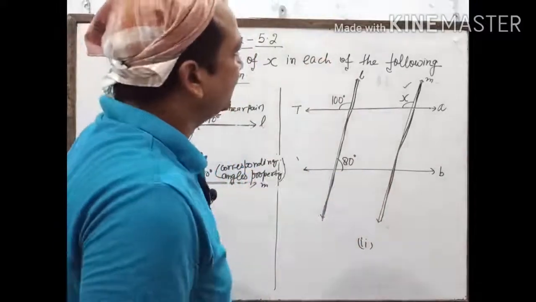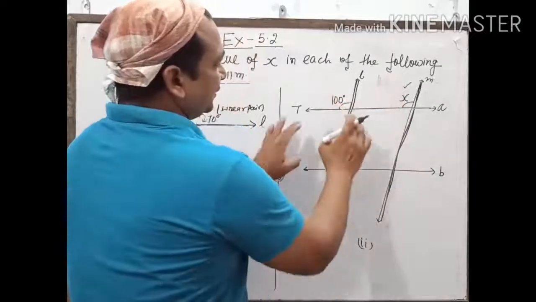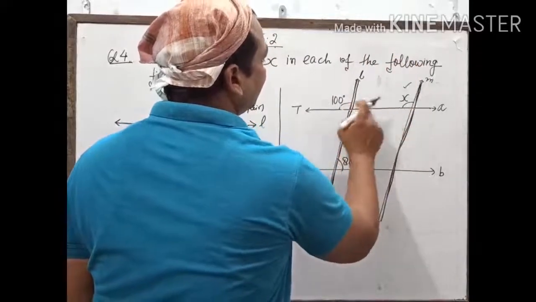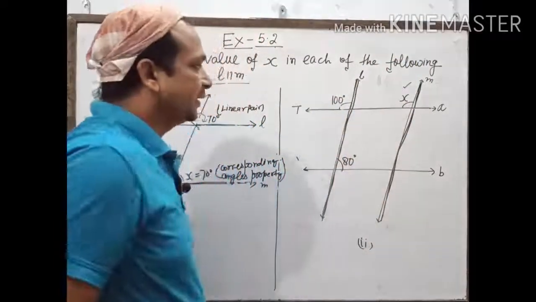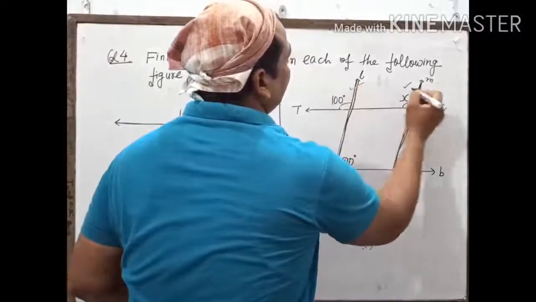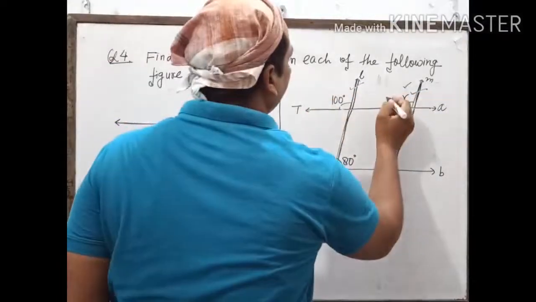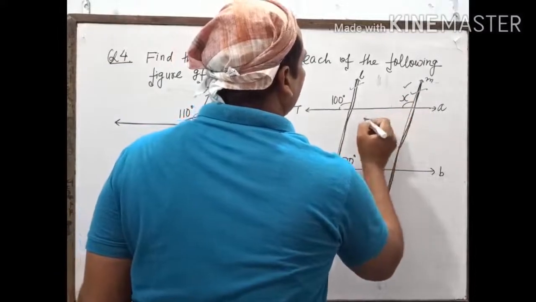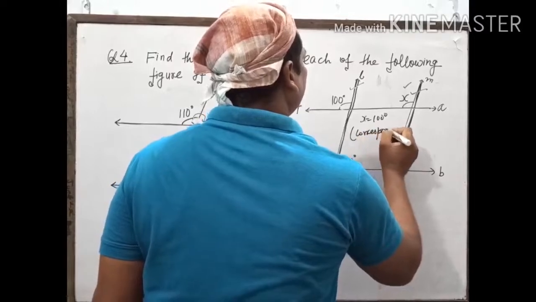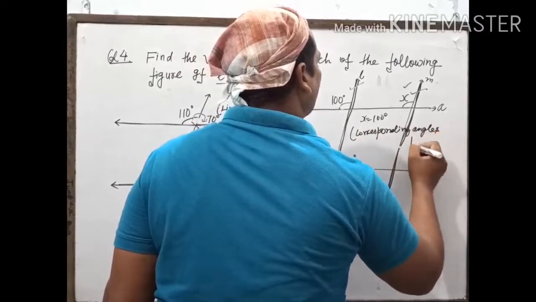Now in this figure, 110 and x are corresponding angles. This is the transversal. These two angles are on the right side of the transversal, and on alternate sides, which means these are corresponding angles. And we know that if the intersected lines are parallel, then corresponding angles are equal. We can write x equal to 110 degrees by the corresponding angles property.